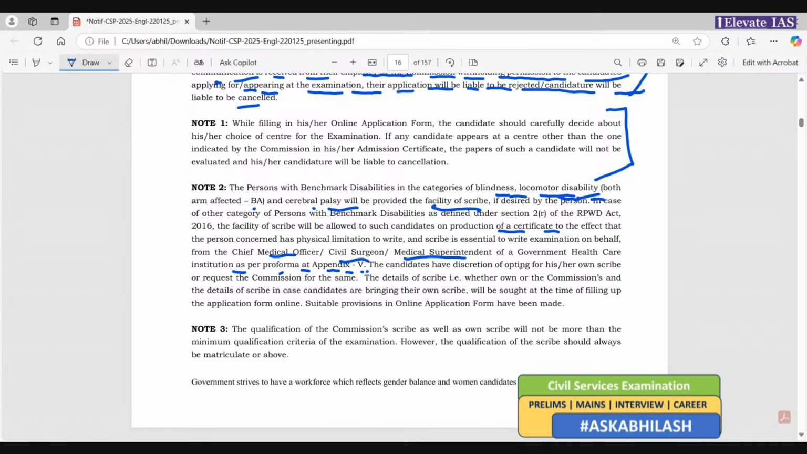The candidate has the option of opting for his or her own scribe or requesting the commission for the same. The details of the scribe, whether own or commission's, and the details of the scribe in case candidates are bringing their own scribe, will be sought at the time of filling up the application form online. Suitable provision in the online application form has been made. You have to fill in these details if you want to take this facility.